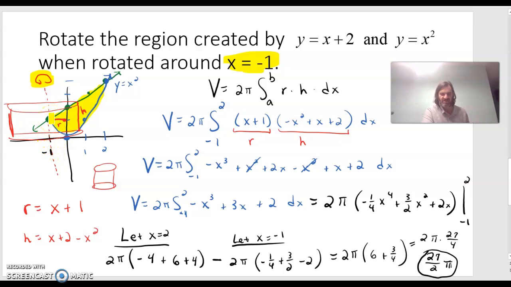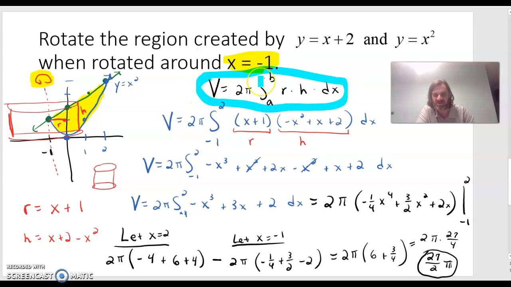So using the shell method, we're going to use our regular integration of 2 pi from a to b of the radius times the height dx. So everything needs to be in terms of x. Looking at my picture here, trying to fill that in: 2 pi, and the interval will be from -1 to 2. Those are the x values that I'm using here.